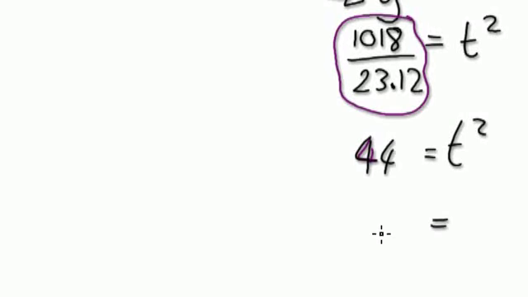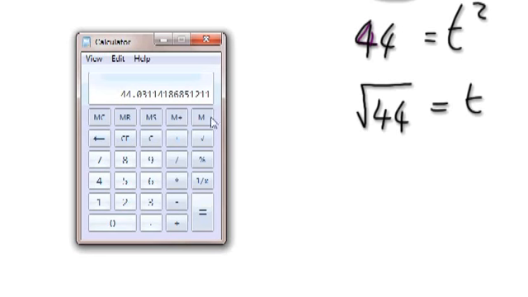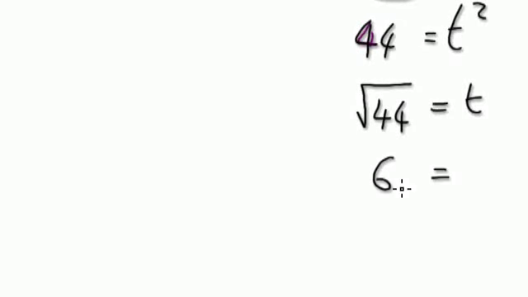Now square root both sides. So in your mind, square root this side, and square root this side will be T. So T is the square root of 44. So let's square root it. It will be, let's say roughly 6.6. So T equals 6.6.